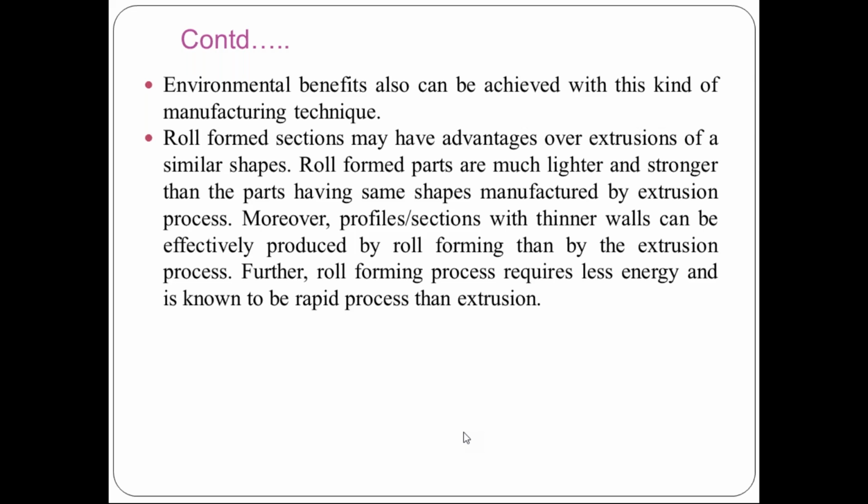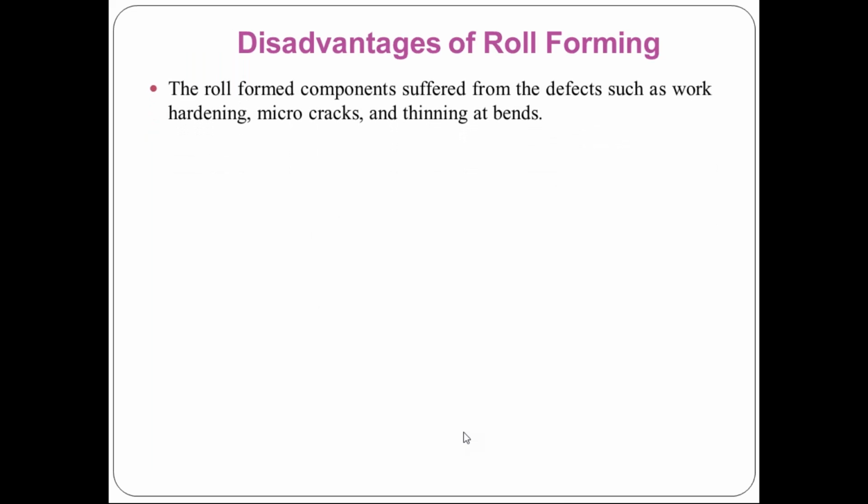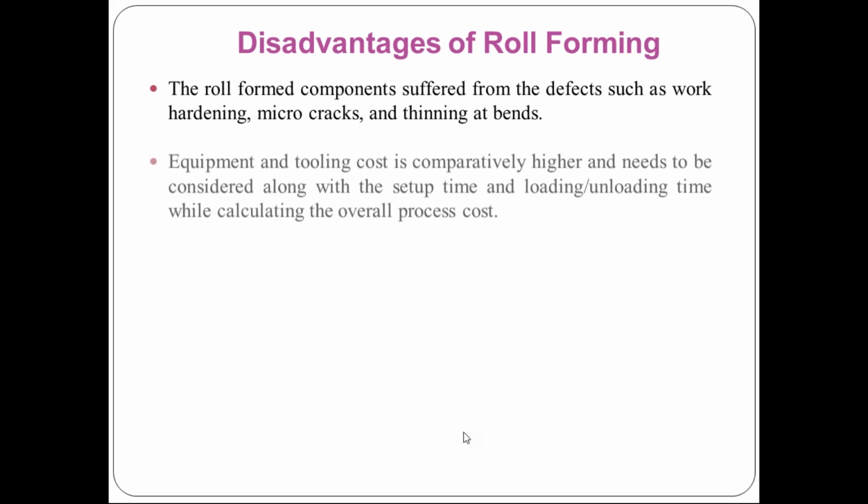Further, the roll forming process requires less energy and is known to be a rapid process than the extrusion. There are some disadvantages of the roll forming. We will see. The roll form components suffer from defects such as work hardening, micro cracks, and thinning at the bends, because when we see the finished product, then there is a stress generation in that product.